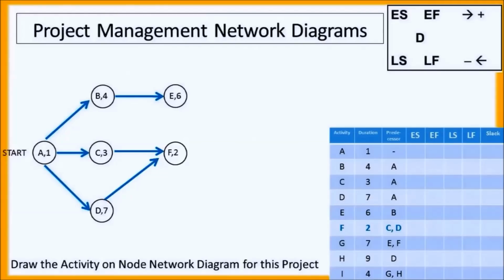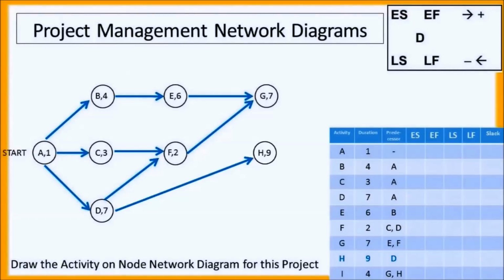After we complete task C and D, then we can complete task F. And you can see in the chart, F has 2 predecessors, which means F must wait until task C and task D are completed before it can be started. Next, task G requires task E and F to be completed, so we draw task G.